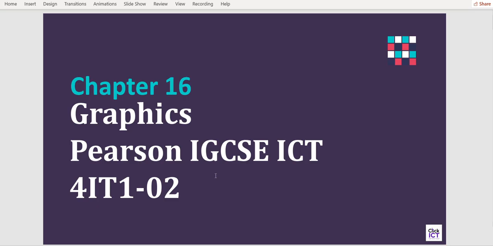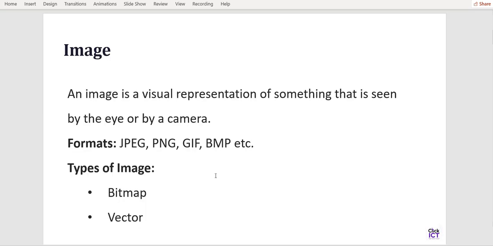In chapter number 16, we will be talking about images, their types, and editing which we can perform on the given graphics. So very quickly we will start with the topics. An image is a visual representation of anything that we can see by the eye or by using a camera. When we are saving, images can be saved in different formats such as JPEG, PNG, GIF and BMP.